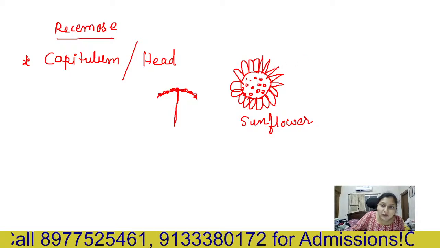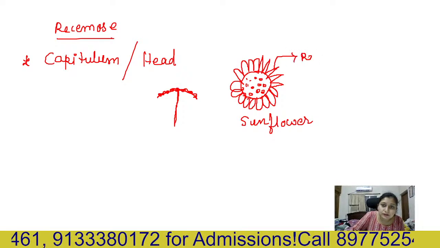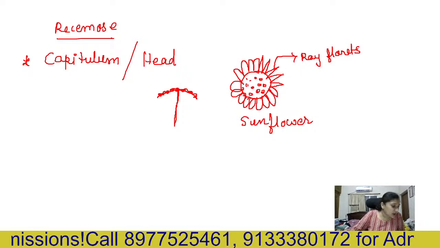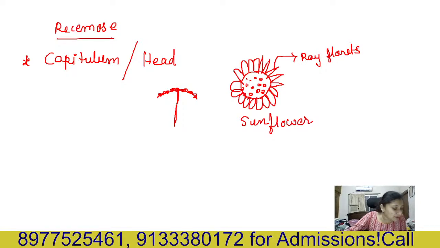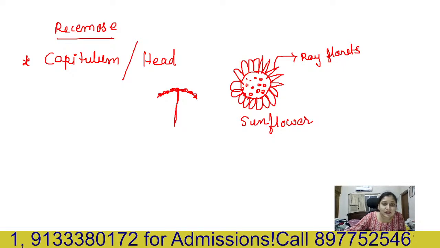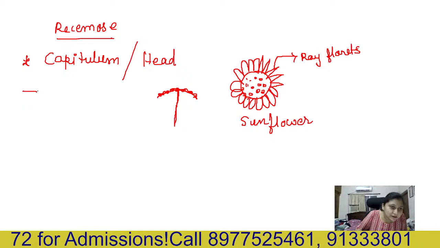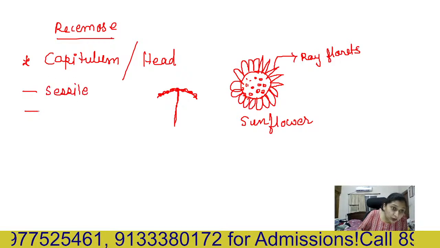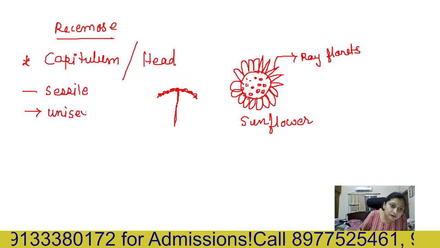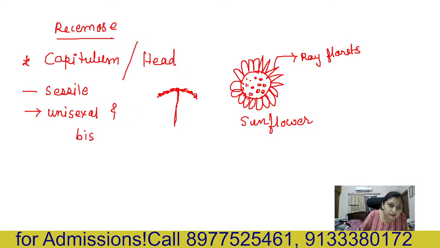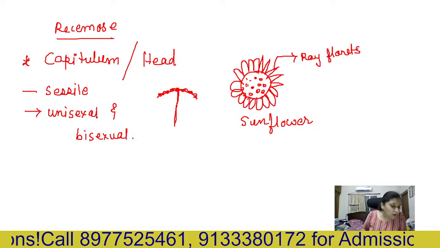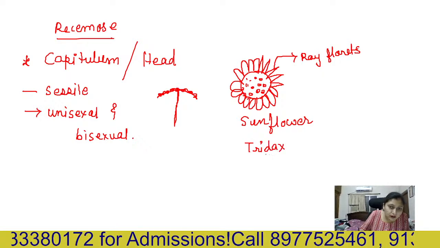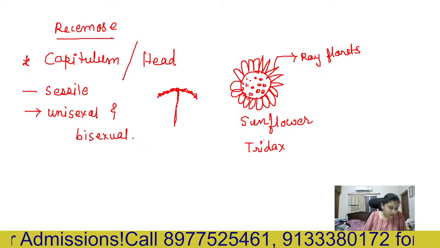See, in a sunflower these are called ray flowers or ray florets. And these at the center, brown in color, are also a different type of simple flowers. They are unisexual, and on the outer side the ray florets are bisexual. Both the flowers are sessile, that means they do not have a pedicel. So they form such an arrangement like in sunflower. This is known as head inflorescence.